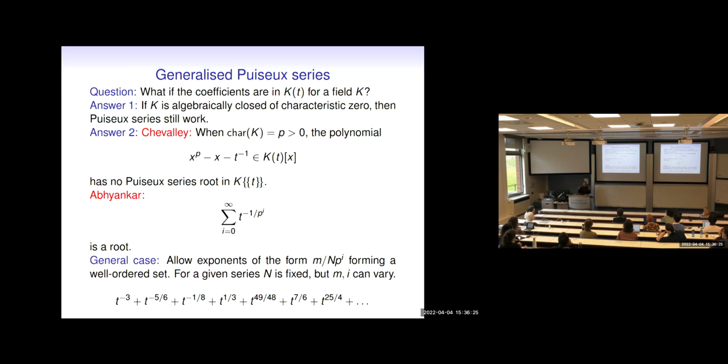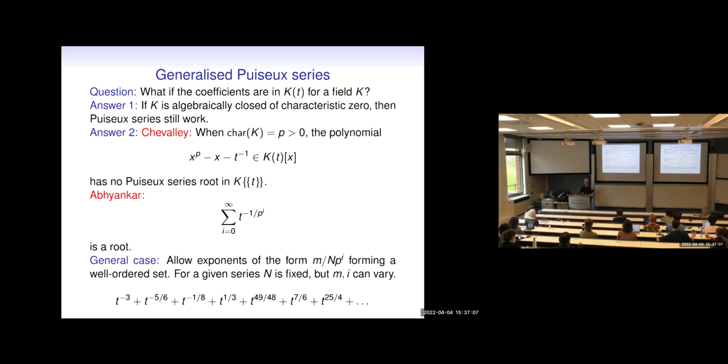As long as we have a field where this series makes sense, these are the roots, and that also justifies why there isn't a Puiseux series root: we have a field that contains the Puiseux series and p roots that are not there. Okay. So the general case is there is such a field, and we're going to allow the exponents to have the form m over n p to the i, where the n is fixed for a given series, that's like the Laurent series in t to the 1 over n, but the powers of p can get larger and larger.